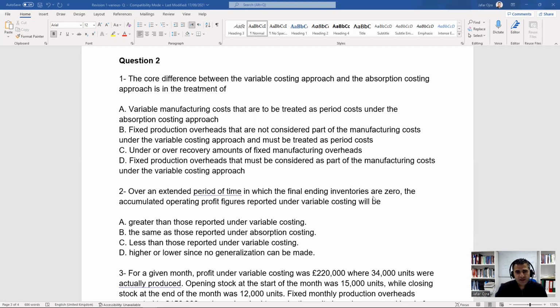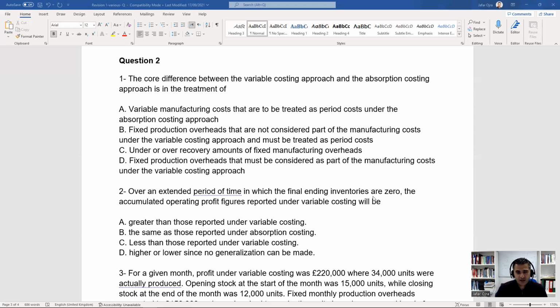Fixed production overhead that are not considered part of manufacturing cost under the variable costing approach and must be treated as a period cost. And that is true, right? The fixed production overhead is not considered as part of manufacturing cost. So under variable costing, we treat the fixed manufacturing overhead as a period cost, as we just saw. And B is correct.